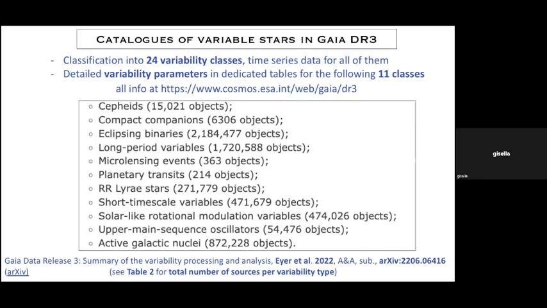And these are the numbers of sources in the different catalogs. These are the 11 types that have been studied and characterized in more detail, but all the information for all the 24 types can be found in this paper, Eyer et al. 2022, with all the instructions, with the total number of sources for all the types and subtypes.